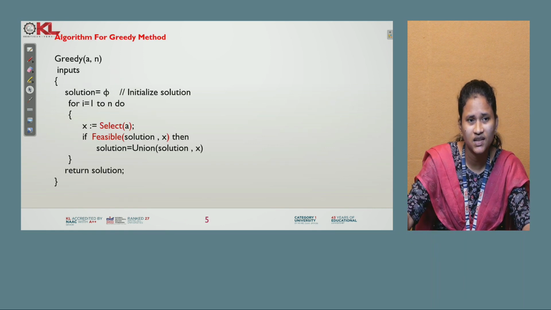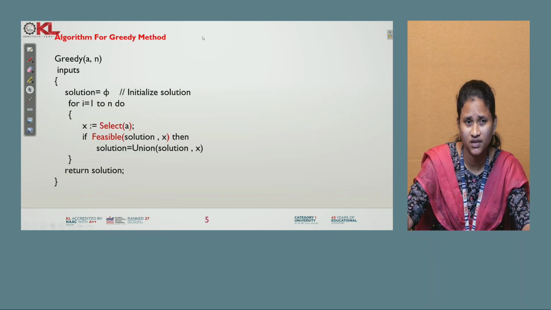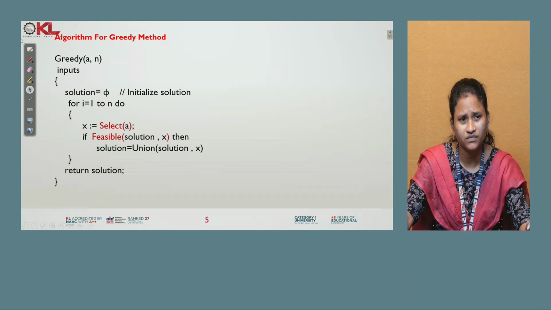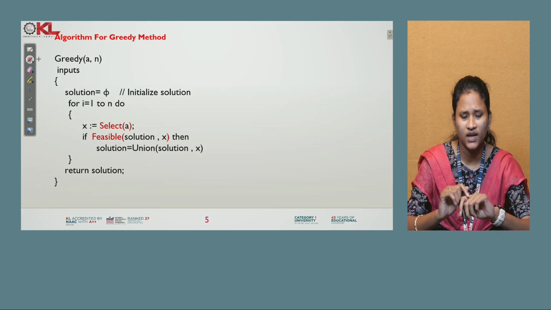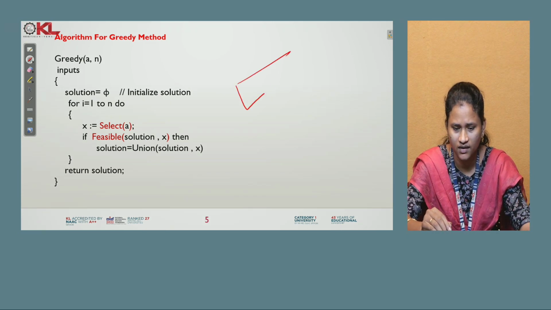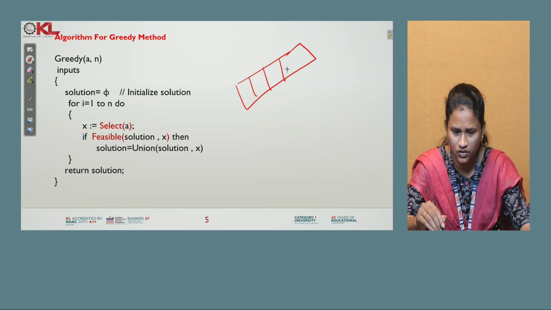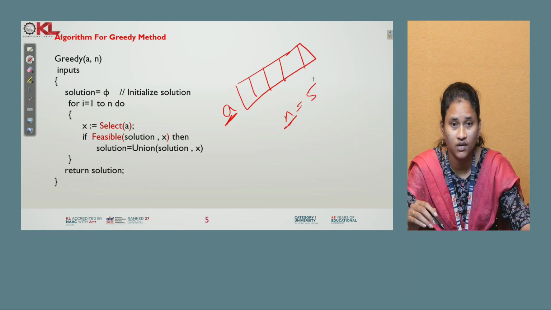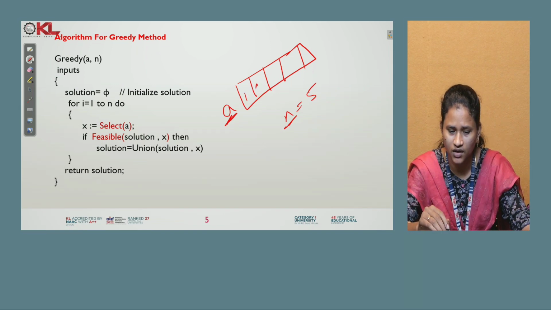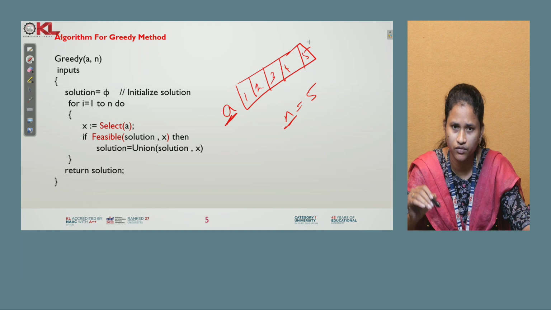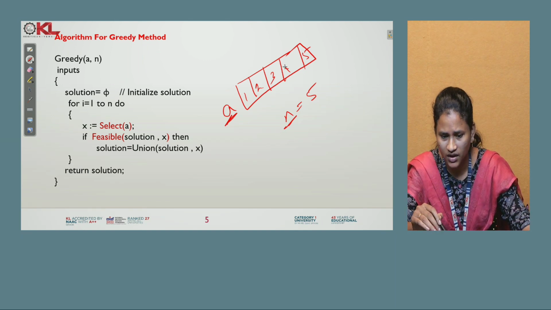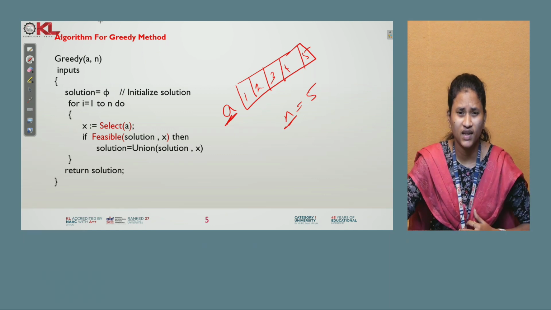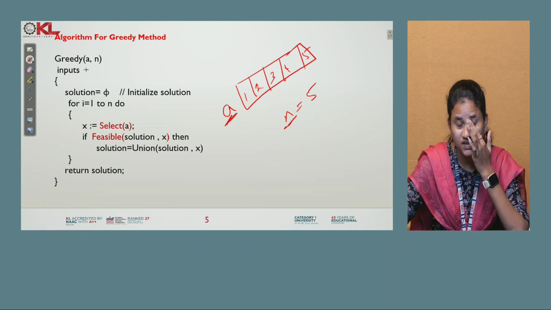Okay, and this is the general method for the greedy method. This is the algorithm we are going to follow. Here we are taking one array. Let us consider A is the array and n is the size of the array, so n is equal to 5. Here I am taking the values 1, 2, 3, 4, 5. So in the greedy method, I am taking the input data, one array with size 5. These are the input data.